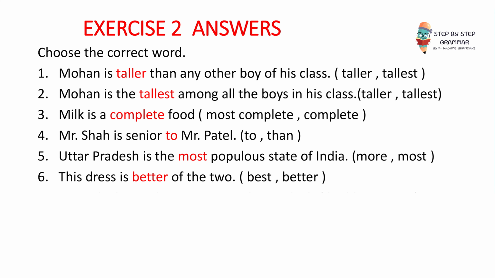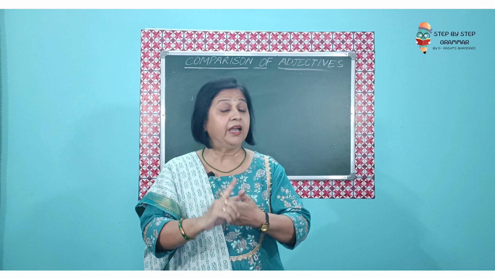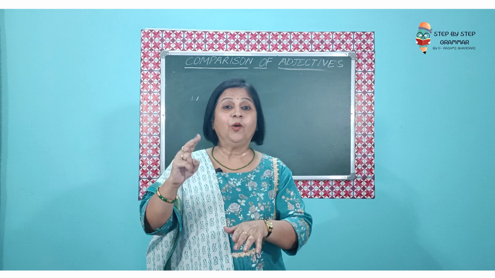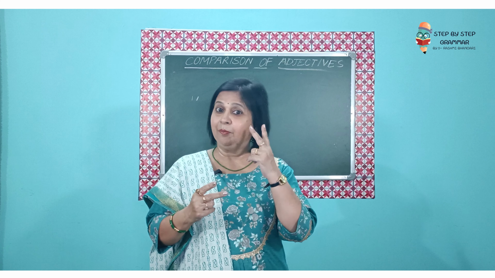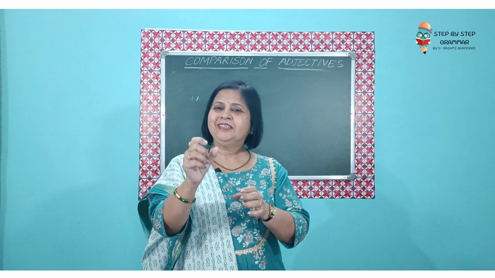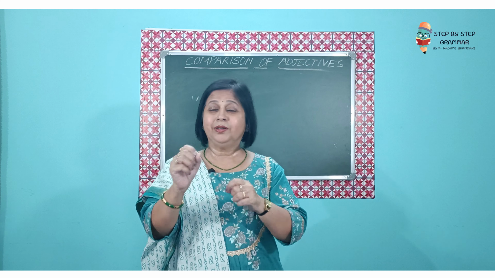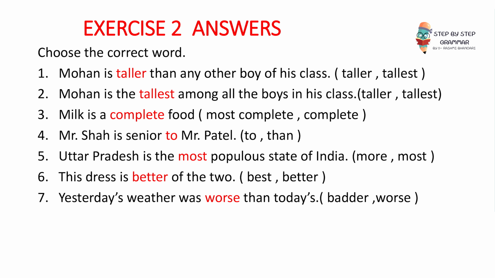This dress is better of the two. Best or better. There is no "and" given, there is no "than" given, and there is no "the" also given before a blank. But the words "of the two" mean that we are comparing two things, and when we compare two things, it's always the comparative degree, and that is what I said. There are some exceptions where you will not get the word "than", but still we are going to use the comparative. Then, yesterday's weather was worse than today's.